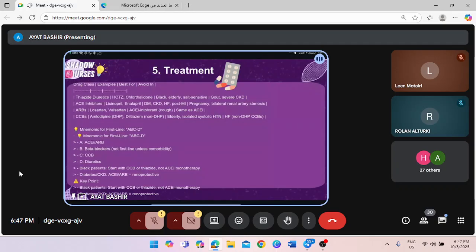Okay, and here we have a summary before I end. We have the thiazide diuretics, and usually they are best for black, elderly, and salt-sensitive patients, and are avoided in gout and severe kidney disease. Then we have the ACE inhibitors, like the pril drugs, any drug ending in pril. They are best for diabetes mellitus and heart failure, but I will avoid them in pregnancy and bilateral renal artery stenosis.